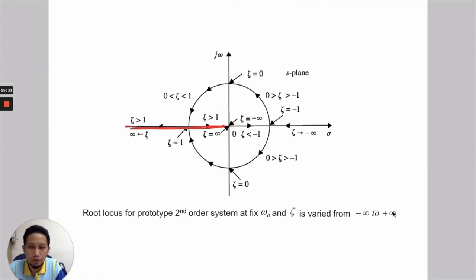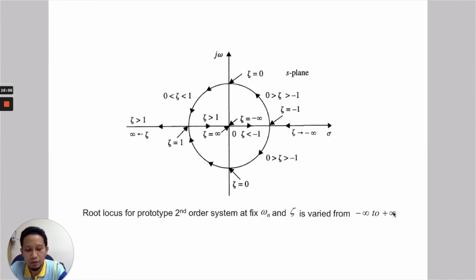However, if the poles are located at this position, what you have is actually zeta equals 1. And in between the imaginary axis and the real axis, the value of zeta is greater than 0 and less than 1. So please remember that. You have to remember the time response, how the system responds.